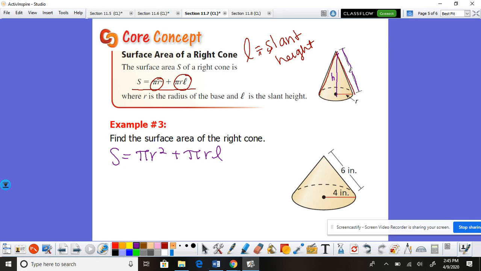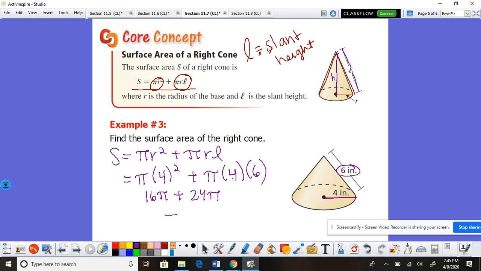Well, as you can see, the radius is 4. So this would just be pi times 4 squared plus pi times 4 times the slant height, which would be 6. So 4 squared is 16, so this is 16 pi, plus 4 times 6 is 24, 24 pi, which equals 40 pi. And we are surface area. Our keyword is area here, so we're in two-dimensional space, so this would be in inches squared.